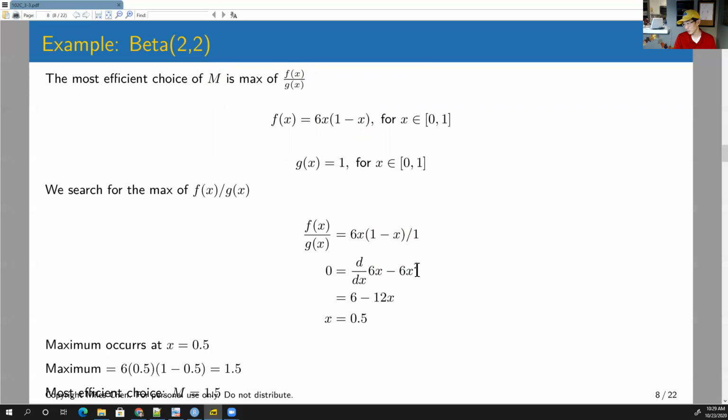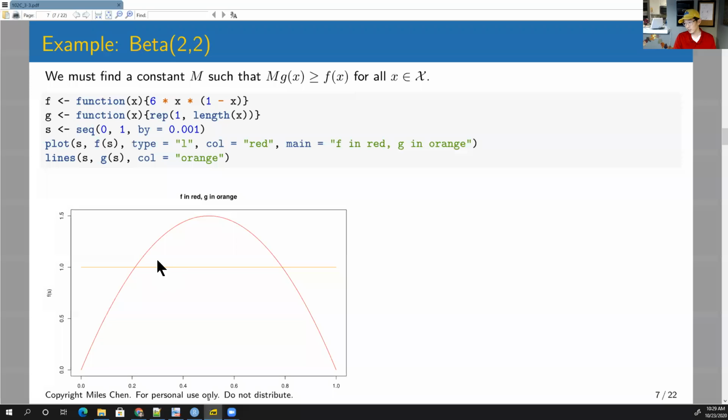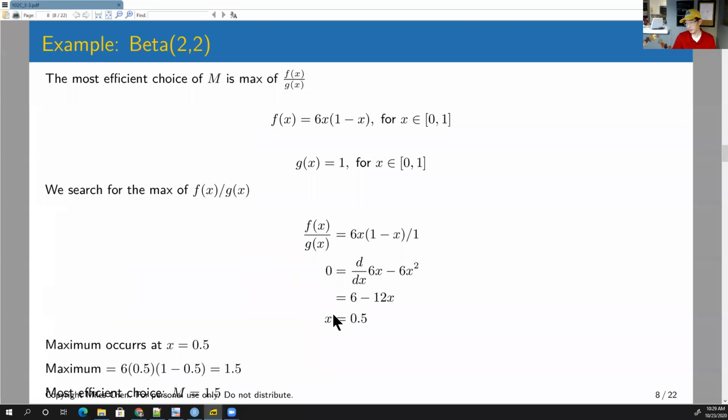Derivative is 6x minus 6x squared. I get 6 minus 12x. We solve for x. X is 0.5. So the max occurs at x equal to 0.5. And then when I plug that in, 6 times 0.5 times 1 minus 0.5, the maximum of f of x over g of x is 1.5. So indeed, that's going to be the choice of m.